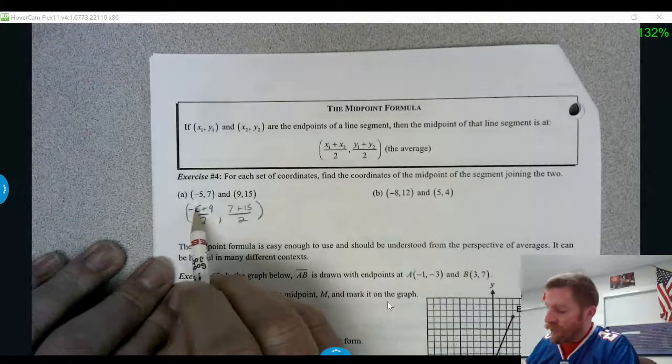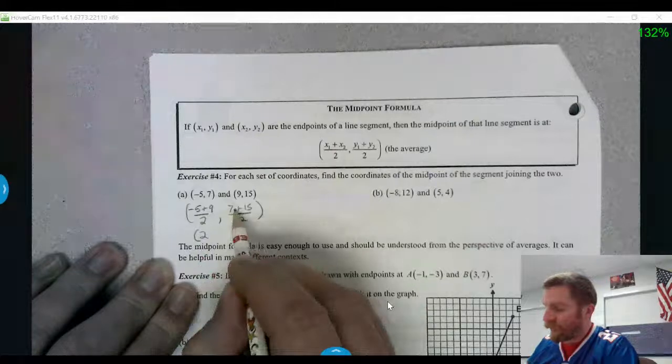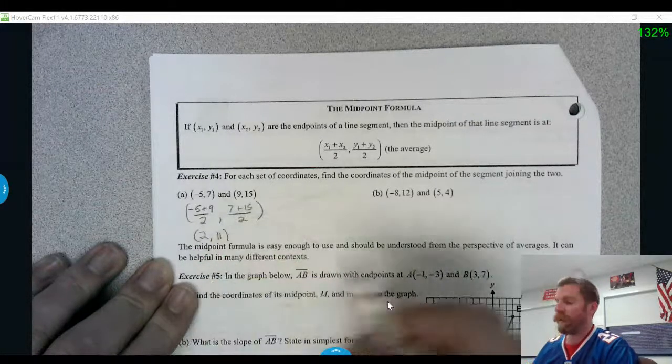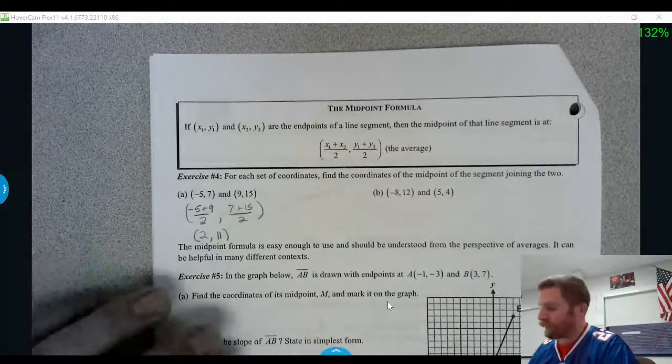So -5 plus 9 is 4, divided by 2 is 2. 7 plus 15 is 22, divided by 2 is 11. So that would be its midpoint. I'd like you to pause the video and try B.